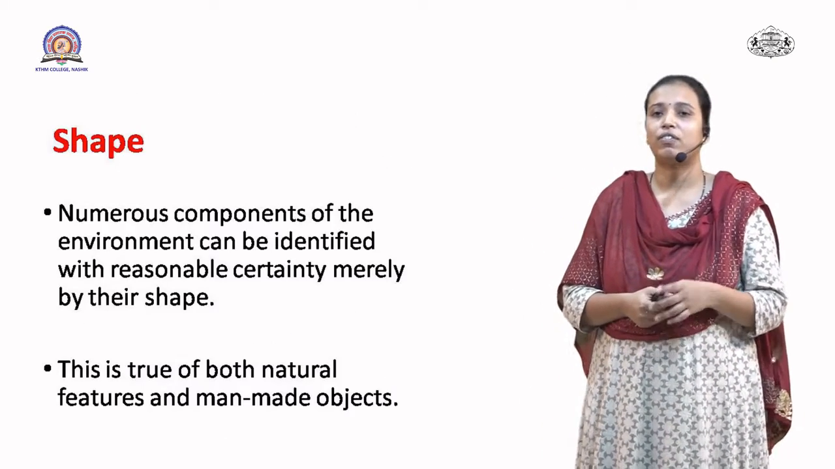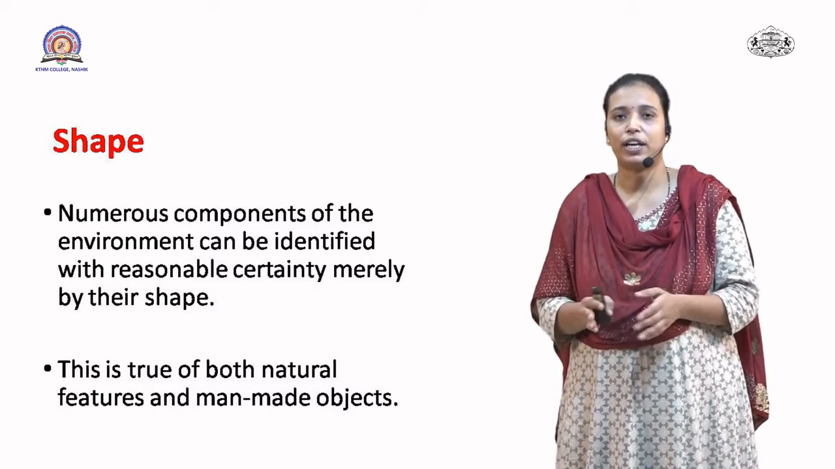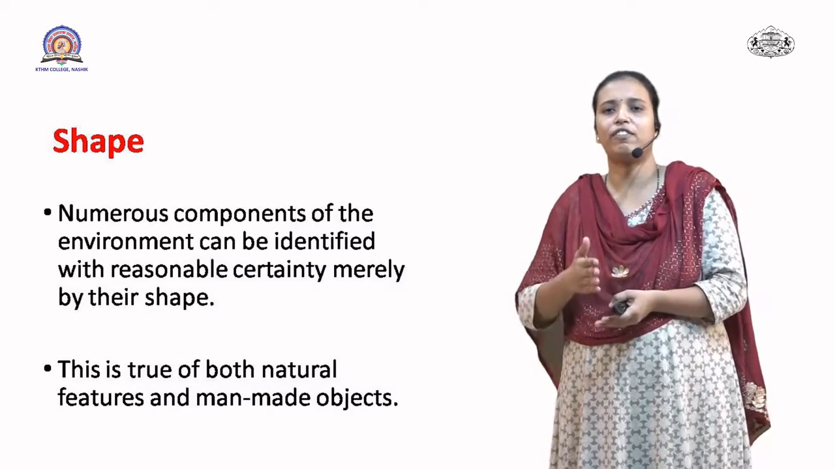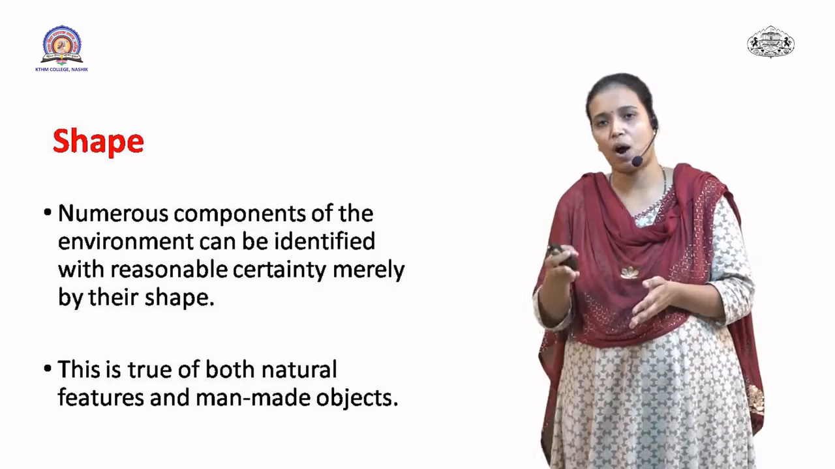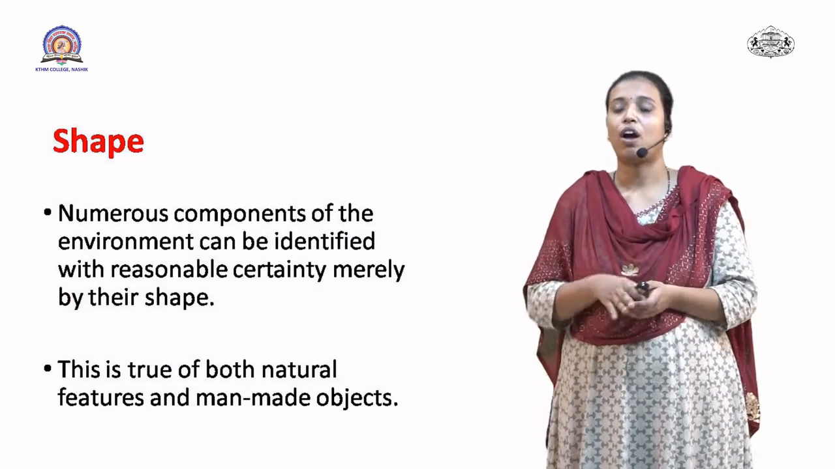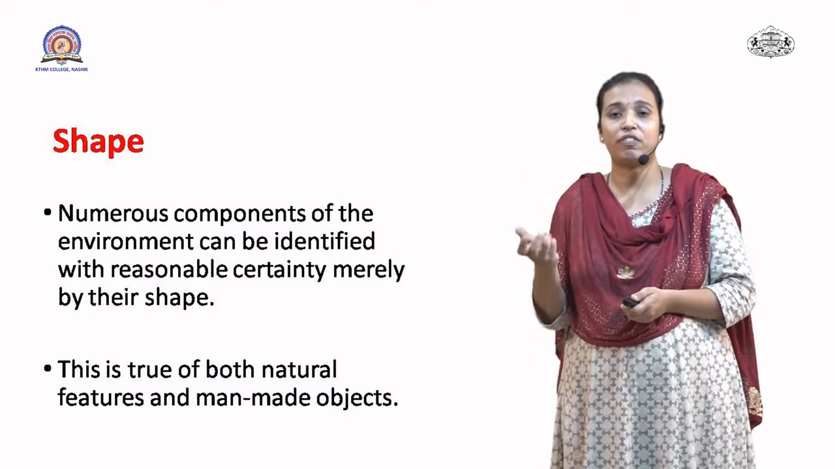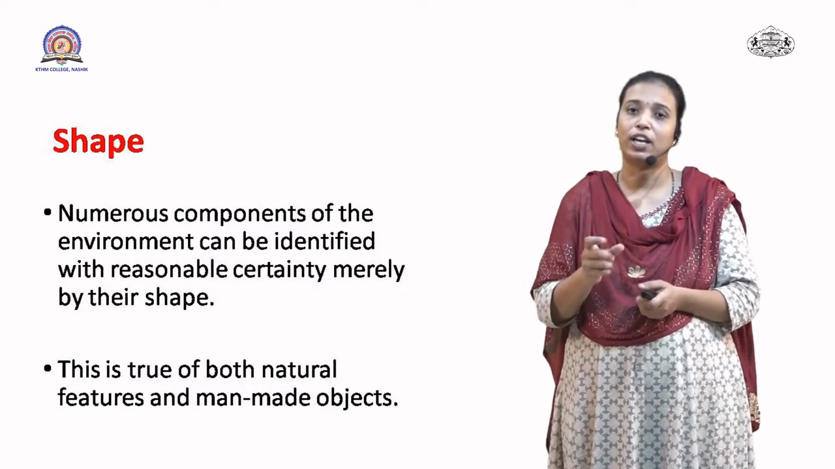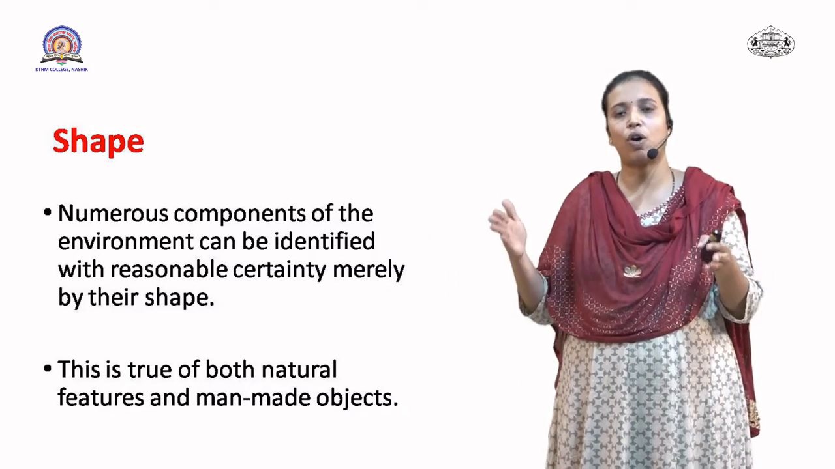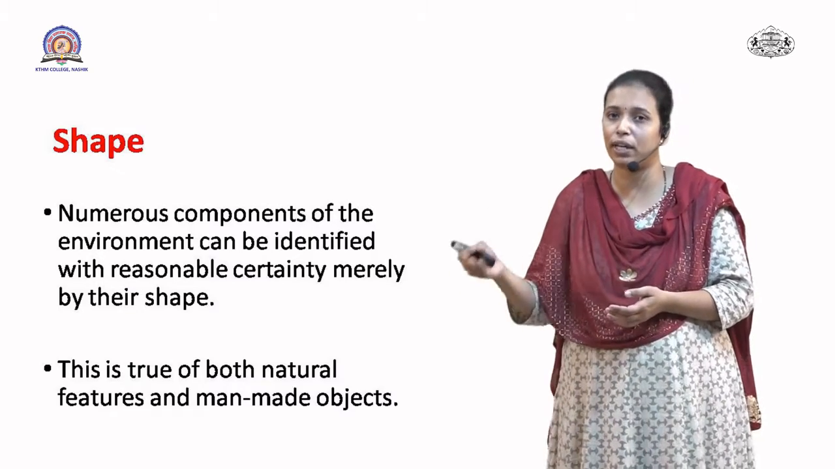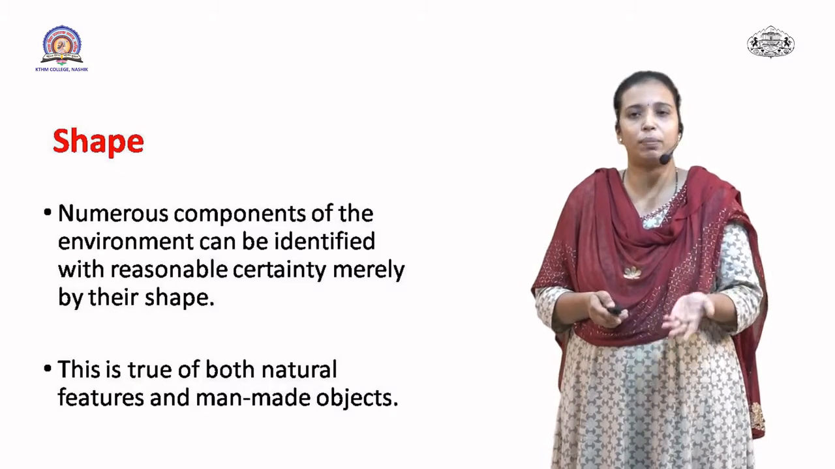Now we'll start with the first element, that is shape. The shape of any object is actually related to the geometry of the aerial photograph, that is, whether the shape is round, square, rectangle, pentagon, hexagon, whatever may be the shape, it can specify a specific object. If you can see a rectangular, long object, then you can identify that it may be a train. Second, if you can see a small rectangle, you can identify it may be a bus.